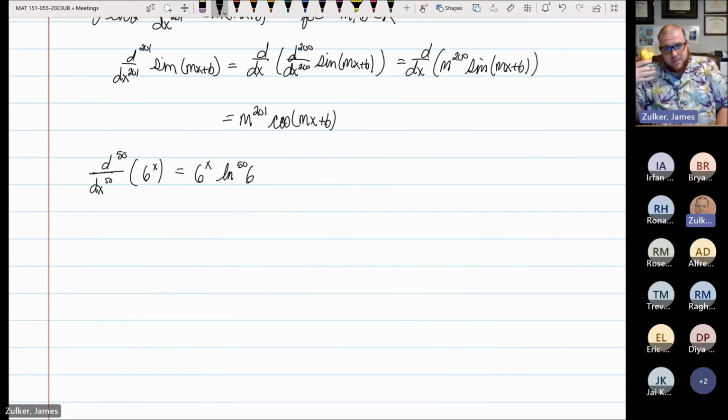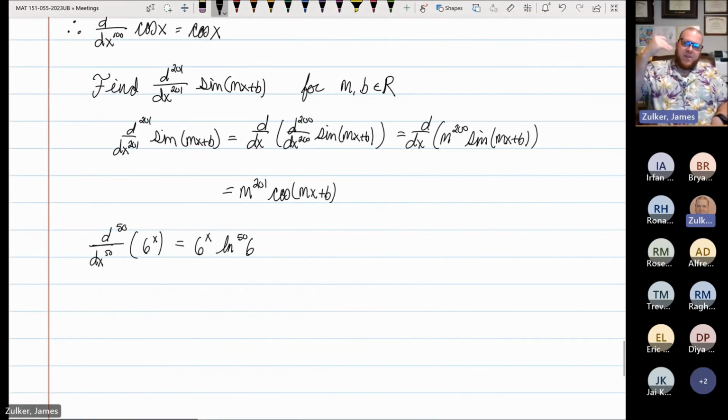So you might see these types of questions, right? You don't have to actually sit there, for instance, here and calculate all 201 derivatives. That would take forever. Just a little bit of thought and understanding of how the derivative of a specific function works should give you an idea of what the derivative is.